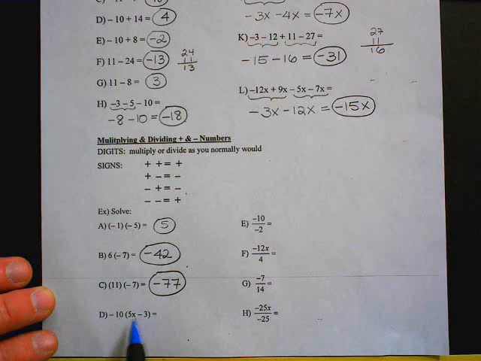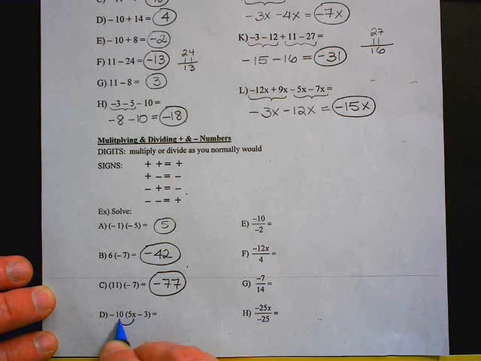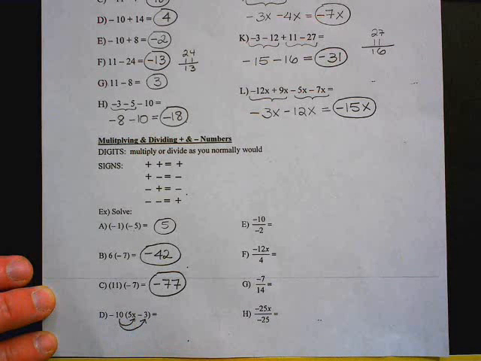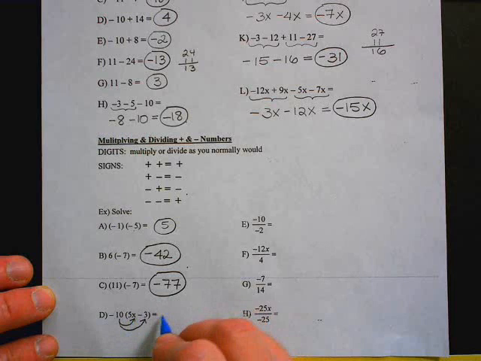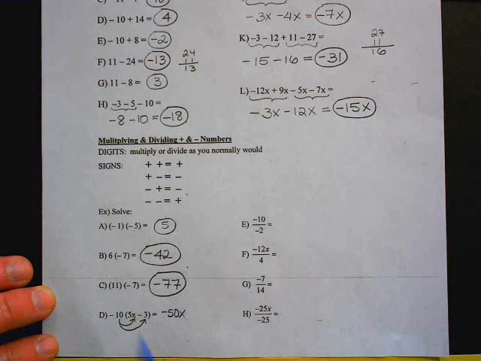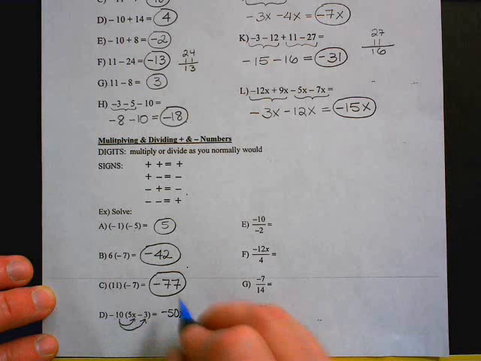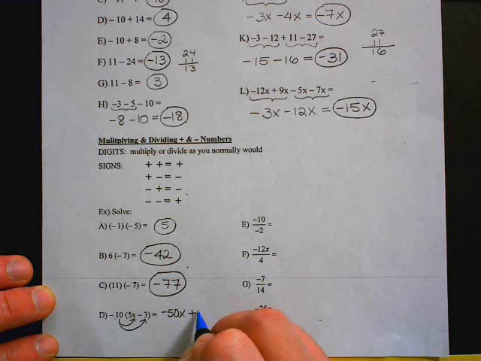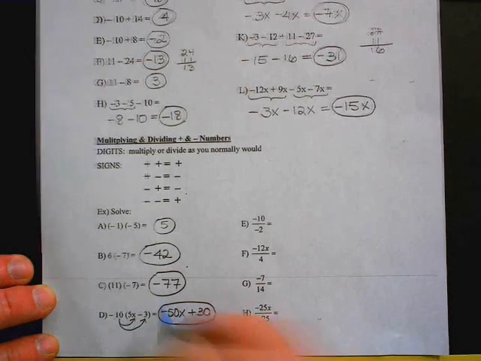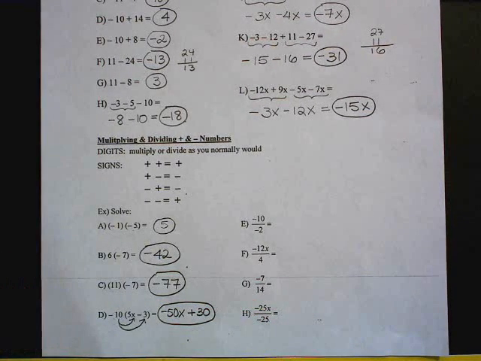Here we have a number times an expression, 5x minus 3. Basically what we're going to do is just use the distributive property. That means we're going to multiply by each term inside the second parenthesis. So this would be negative 10 times 5x is negative 50x. And negative 10 times negative 3 is positive 30.